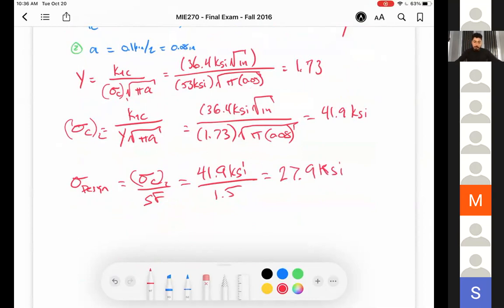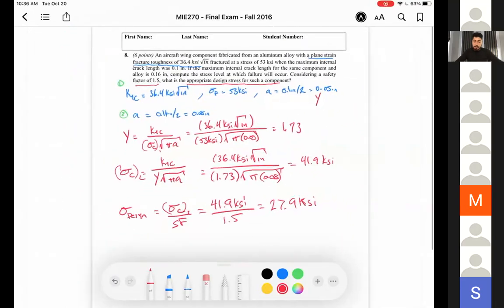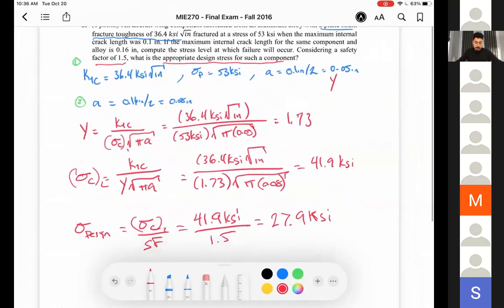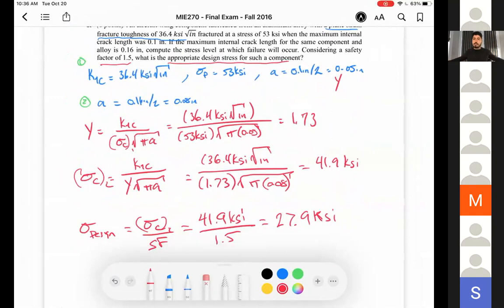Does everybody understand the problem now? It's very similar to the one that I did in the tutorial. The only difference is we're solving for a stress, not a new fracture toughness. Yes, it makes sense.